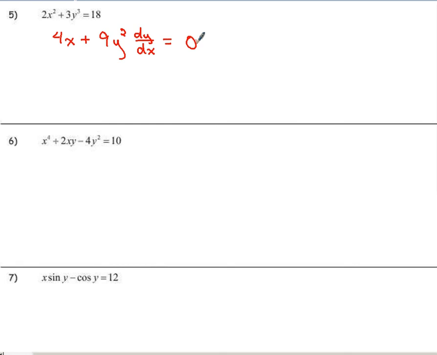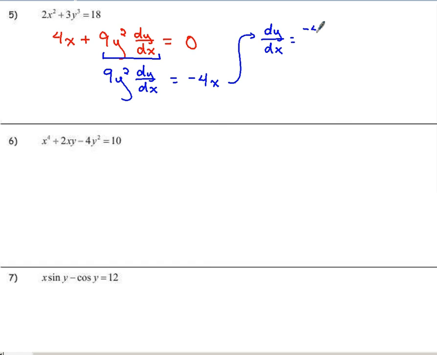At this point, you just identify where your dy/dx's are at, see what is attached to those dy/dx's through multiplication, get all those dy/dx's on one side, get anything else on the other. So here, pretty straightforward. You've just got the one term, really, that's got the dy/dx in it. That stays on the left side. I'm going to move that 4x over to the right side, so subtract it over. And then, since we just have the single term of dy/dx, divide 9y squared over. dy/dx is going to equal negative 4x over 9y squared.